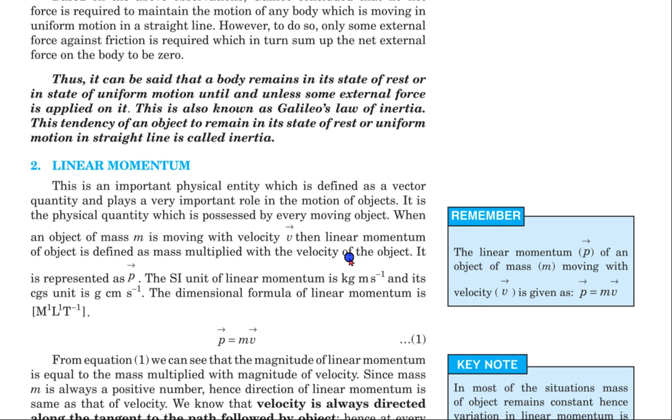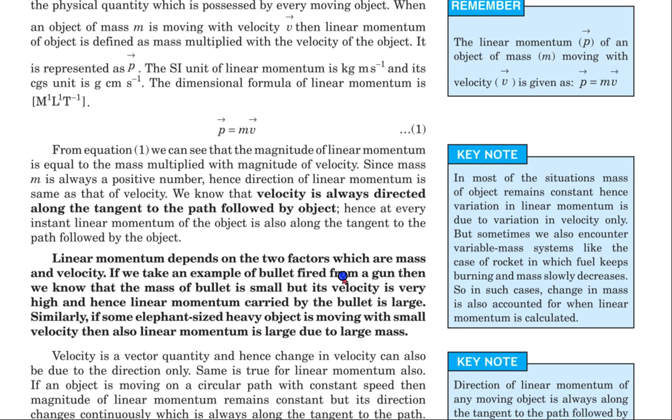So linear momentum depends on two factors. They are the mass of a body, and the second one is velocity. It's clear from the formula itself. From the formula, we can draw many pieces of information about that particular quantity.